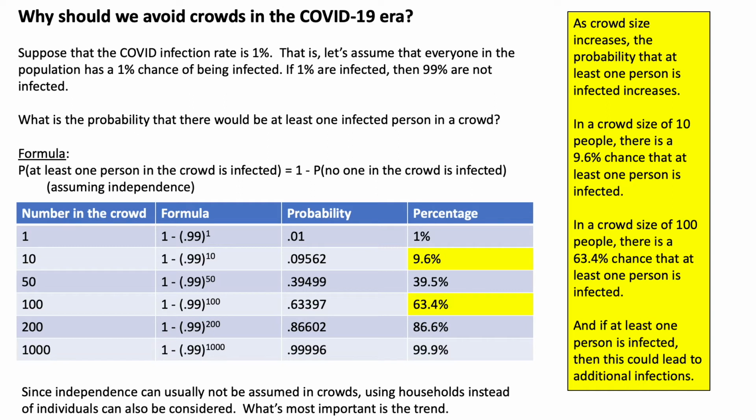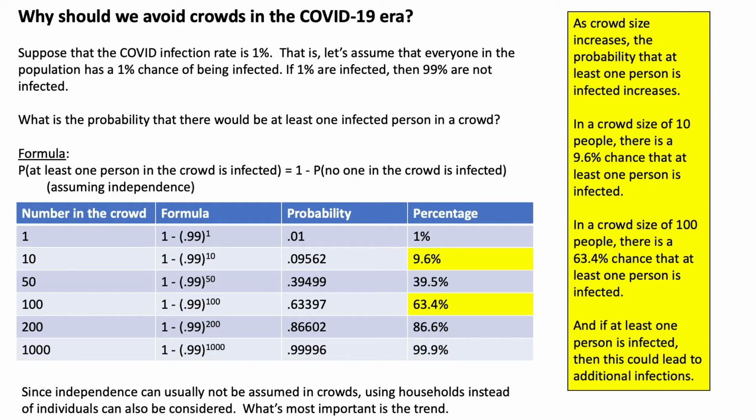There's a probability formula: the probability that at least one person in the crowd is infected is 1 minus the probability that no one in the crowd is infected. Now we're going to assume independence, but what's important here is to look at the trend. As the crowd size increases, what happens to the likelihood that someone in the crowd would be infected?